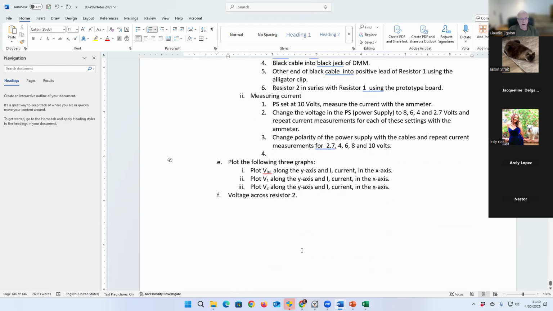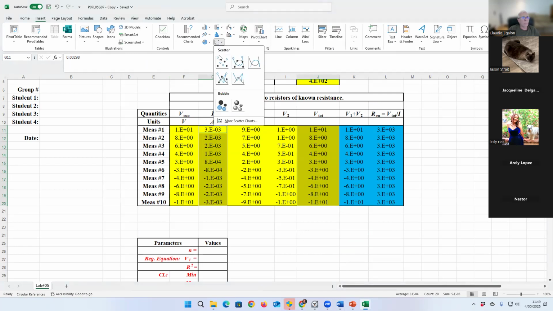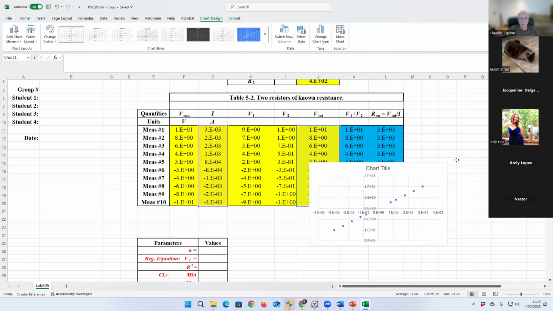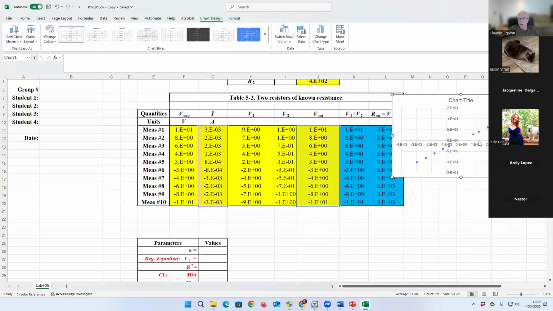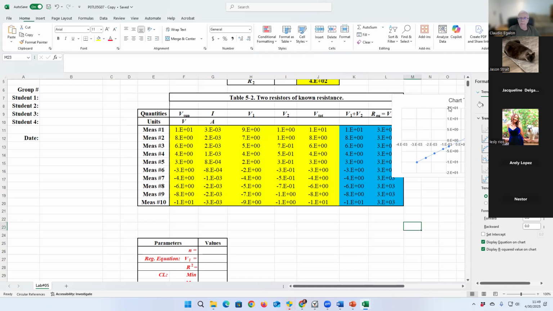Okay? And I'm going to do that. V total, I. Insert. Here you go. That's the current. That's the voltage. And don't forget to get the trend line and display the equation on chart. Okay?